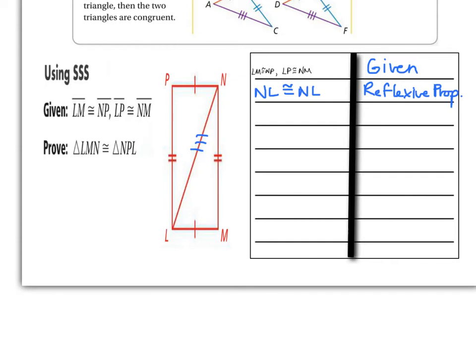Now, if you look at your picture, you'll notice corresponding 1, corresponding 2, corresponding 3 sides that are congruent. So now I can show that triangle LMN is congruent to triangle NPL because of the side, side, side postulate. We've shown that all 3 corresponding sides in that triangle are congruent to each other.